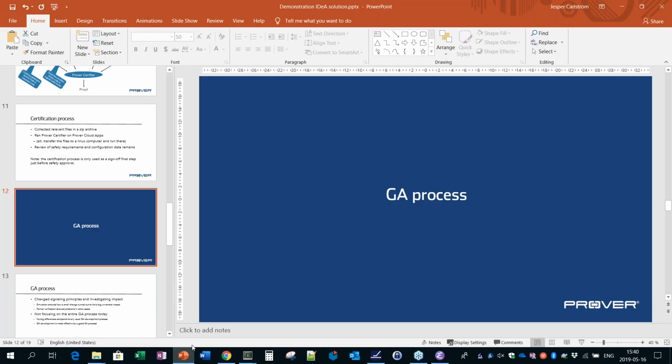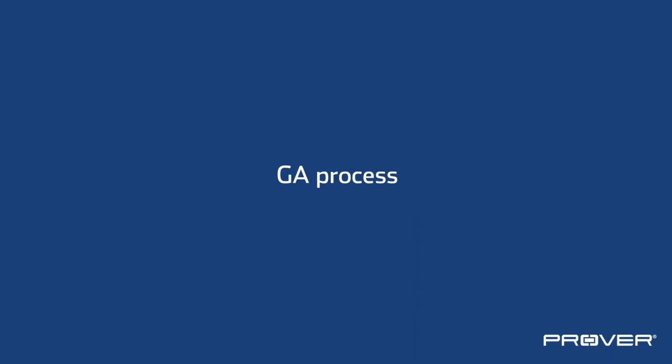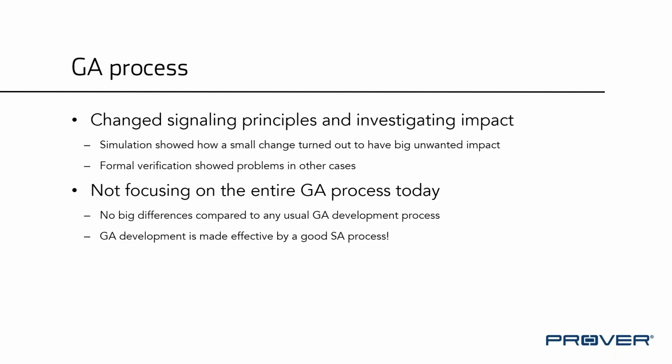Okay. Let me sum up. What did we do? We changed a few signaling principles and investigated the impact. Using simulation, we could show how a small change turned out to have a big unwanted impact. That was the first thing. We planted a little error and saw that it made it impossible to get routes in certain cases. And then in other cases, we revealed problems using formal verification, problems that weren't found by simulation.